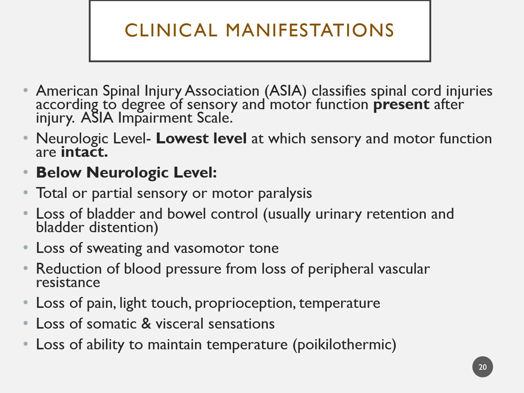The term that I do want you to fully understand is neurologic level. This is the lowest level at which sensory and motor function are intact. So let's say your patient has an injury at C6. Their neurologic level should be C5. That's where they are intact to. After that, there's going to be some motor or sensory malfunction. So below the neurologic level can be total or partial. Remember, we talked about complete or incomplete injuries. So total or partial sensory or motor paralysis.